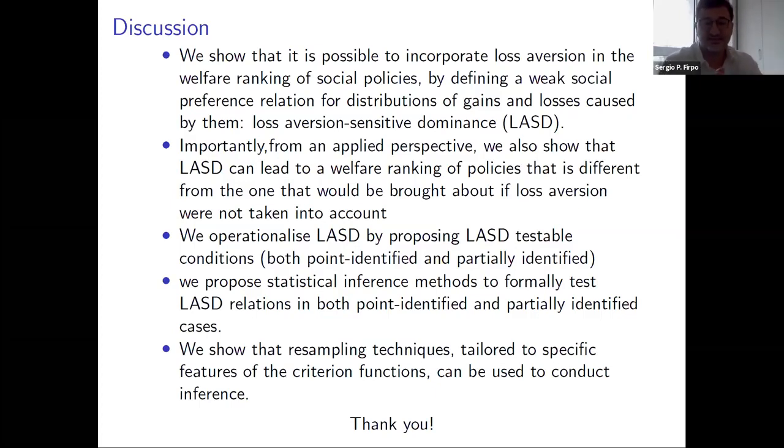We see that this is different when we incorporate loss aversion. That produces a ranking type of distributions that's different from first order stochastic dominance. We apply to both cases, point identified and partially identified, right? And we show that you can do inference based on resampling techniques. That's the paper. Thank you, and sorry for taking too long.